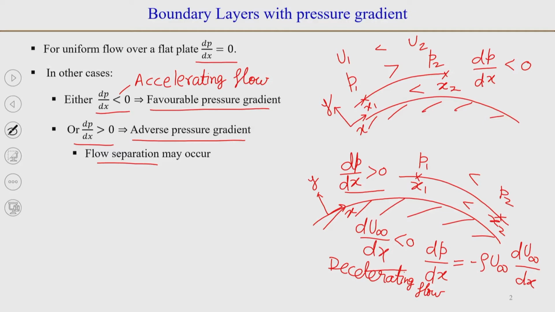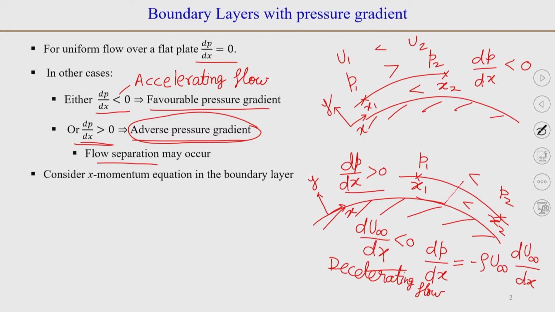So, for flow separation to occur, the pressure gradient along the flow direction, dP by dx, is supposed to be greater than 0, and by flow separation we mean that the flow will become reversed in direction. The flow direction near the wall will change, and the fluid particles which were attached to the wall will not be attached anymore; they will go away from it.